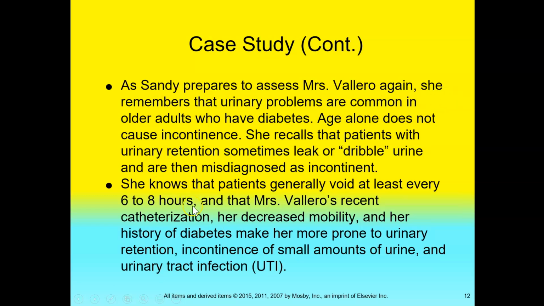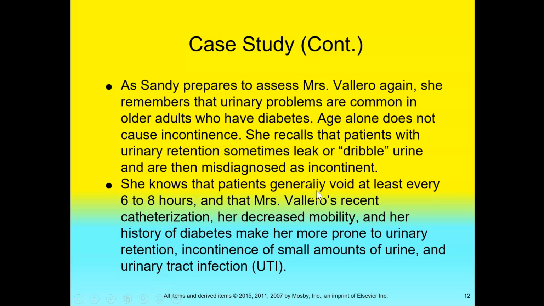Valerio again, because remember, you guys, she got that 400 milliliters and stuff out. She remembers that urinary problems are common in older adults who have diabetes. Remember, I told y'all about that. So, age alone does not cause incontinence. She recalls that patients with urinary retention sometimes leak or dribble urine and are then misdiagnosed as incontinent.